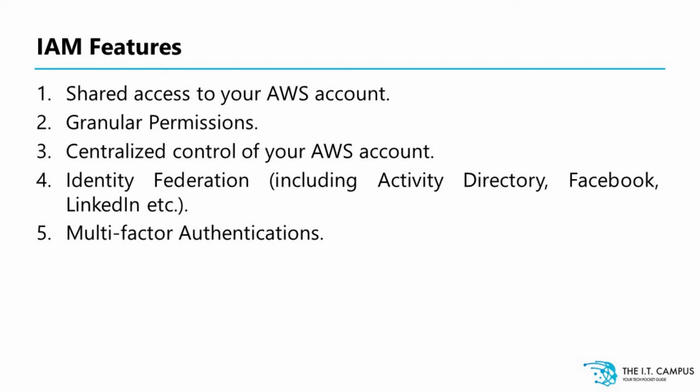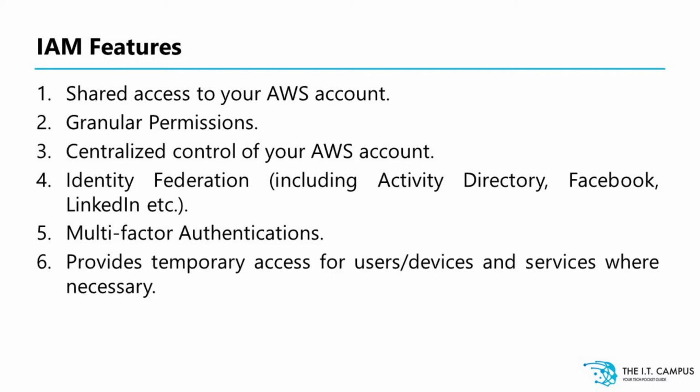This means that you can add two-factor authentication to your account and to individual users for extra security. With MFA, you and your users must provide not only a password or access key to work with your account, but also a code from a specially configured device. It also provides temporary access for users, devices and services where necessary. A good example is if someone is using a mobile application and they are storing data into an AWS account and you only want them to be able to do that when they are using the mobile app itself, so it is temporary access.